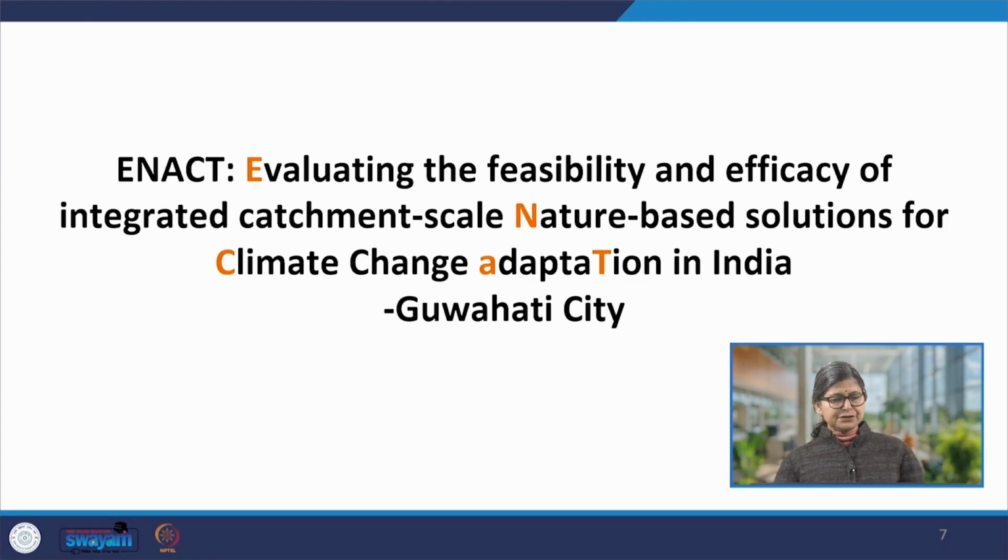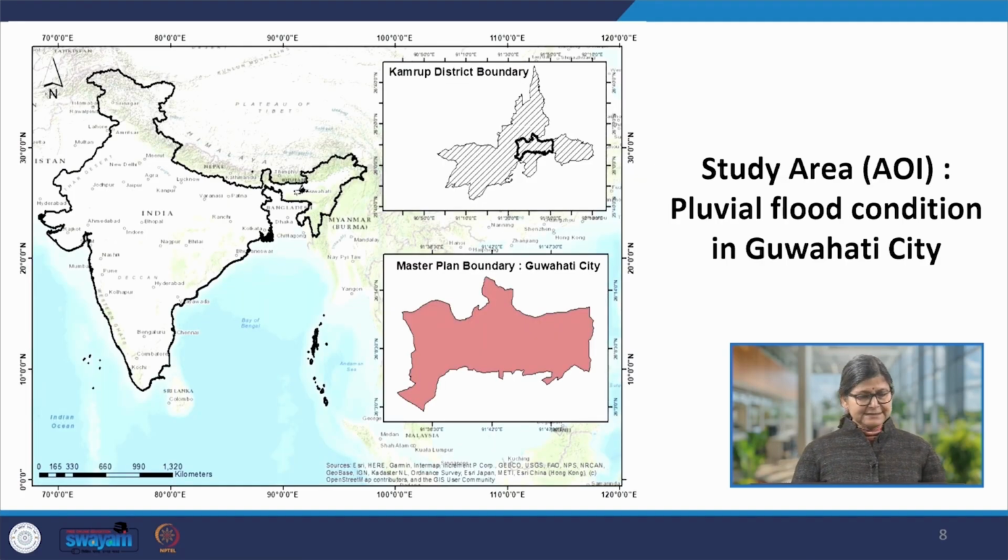So, as I mentioned, this particular ENACT project, I will show how we have worked for Guwahati city. So, this is a map of India and you can see Guwahati here, the Kamrup district boundary, and it's Guwahati. And this is the master plan boundary of Guwahati city. And this is the study area of interest. This particular city is always having the issue with pluvial flood. But recently it is also now reporting urban flooding as well.